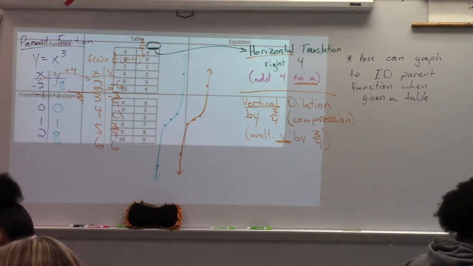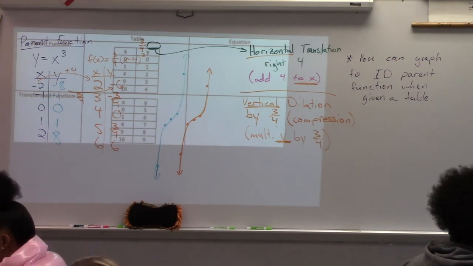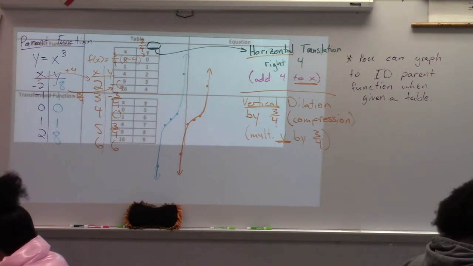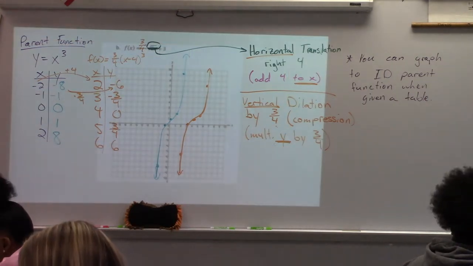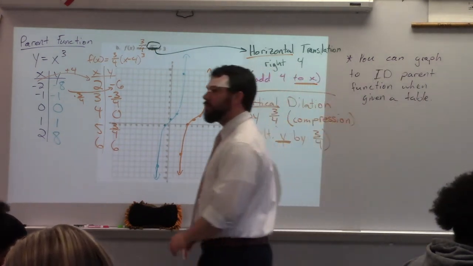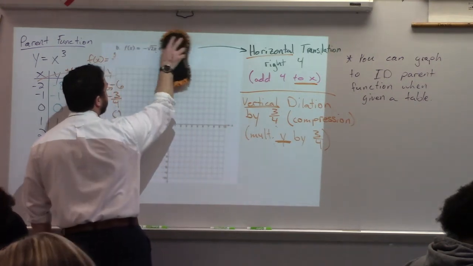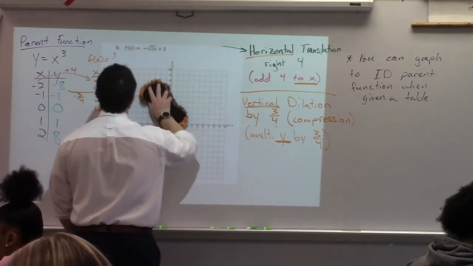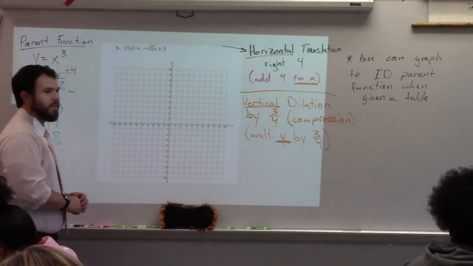Is there 2x being multiplied? Yes. There's no addition, no subtraction, no division symbol, right? So it has to be multiplication. So it's going to be a horizontal dilation. Can you have a horizontal dilation? I mean, it's multiplying, right? But we've never encountered a horizontal dilation. Yes, we have. You definitely have.